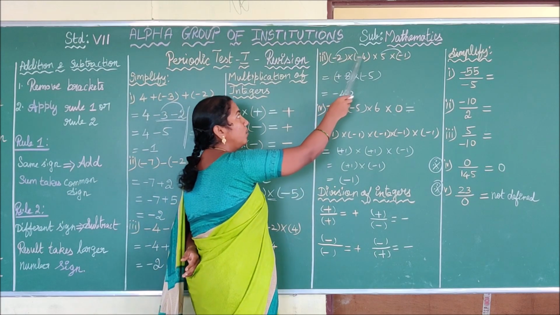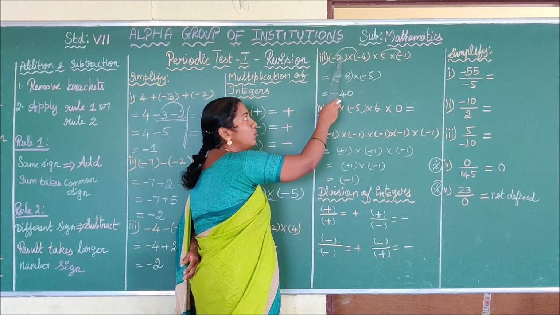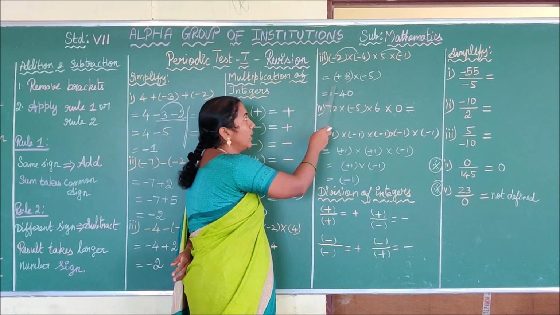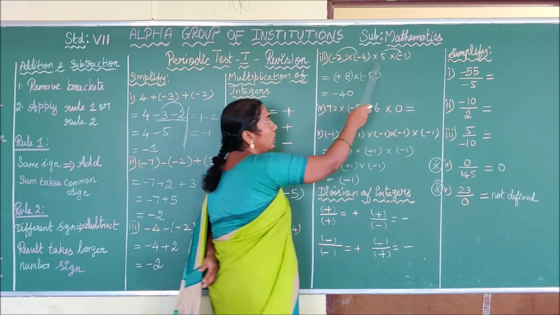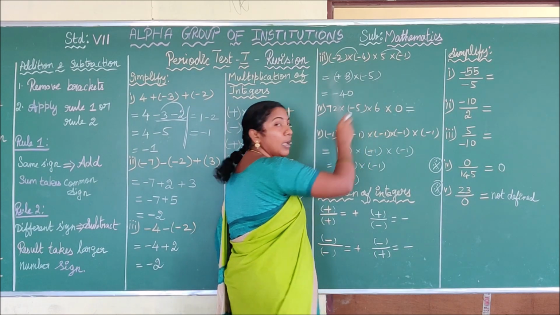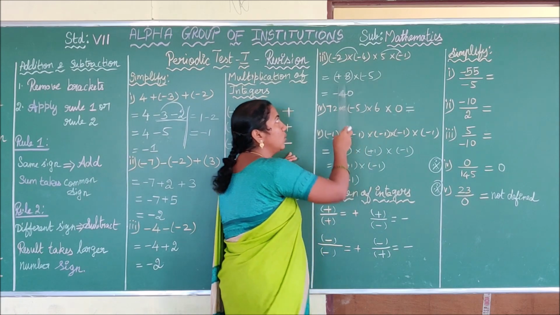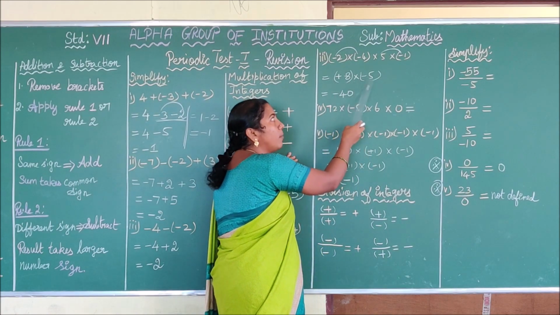So minus into minus is plus, and then multiply the symbol, and then multiply the numbers. 2 into 4, 8. So your answer is plus 8. See the next one. 5 into minus 1. What is the symbol for 5? It is plus. So plus into minus, minus. 5 ones are 5. So you get plus 8 into minus 5.